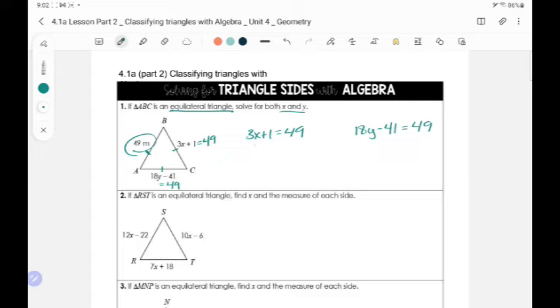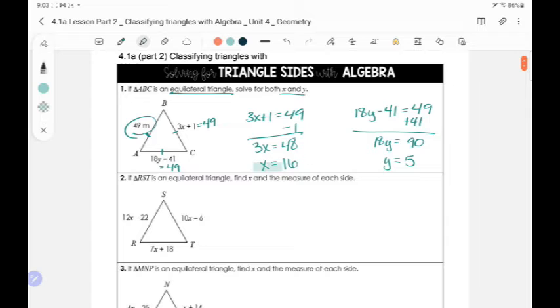So solving for x, I have 3x plus 1 equals 49. So if I subtract 1, 3x equals 48. Divide by 3, and what do we get? 16. That's done. Coming over to y, 18y minus 41 equals 49. So this time I'm going to add 41 because it was a minus 41. So I'm adding 41 to the opposite side on the right. 49 plus 41 is 90, and on the left I'm left with 18y. And then I just need to divide by 18, and so I get that y equals 5. 5 times 18 is 90, and those are my two answers, and I am done. Okay? I found x and y.